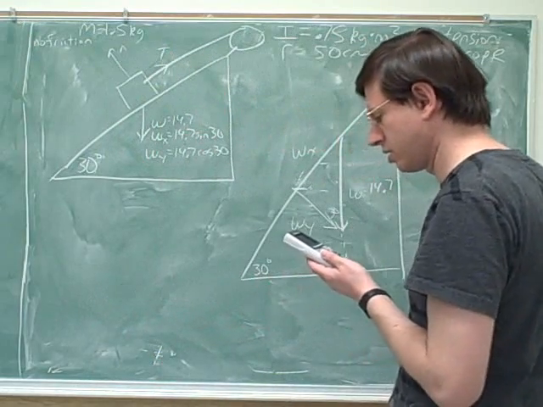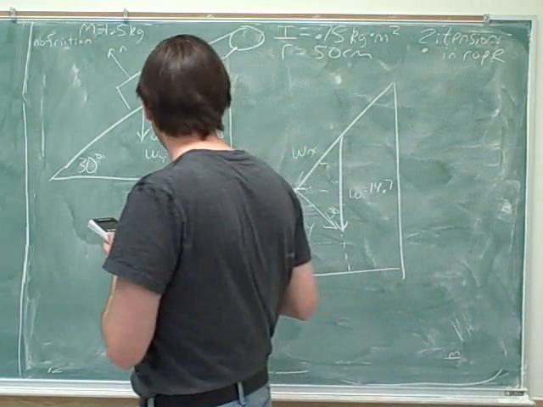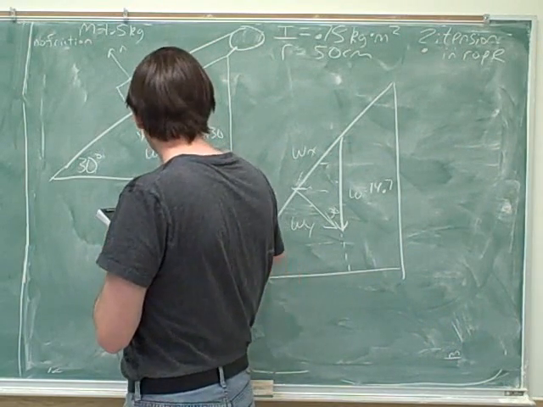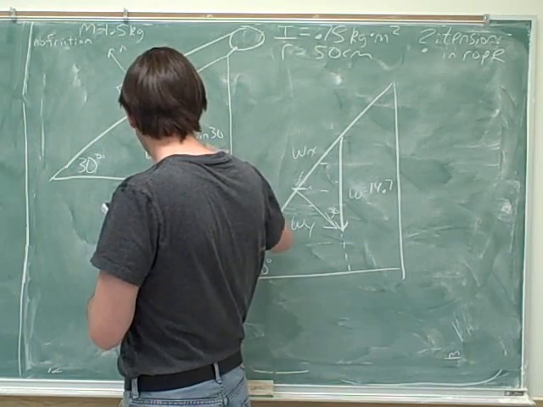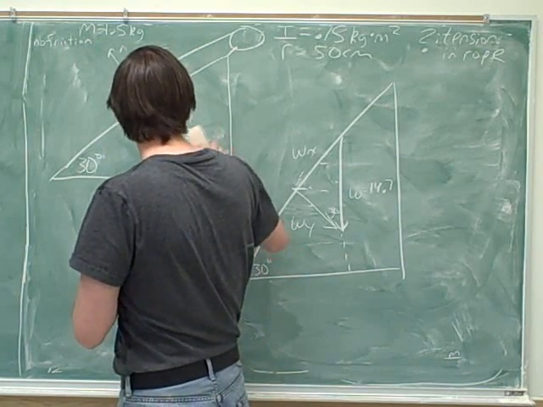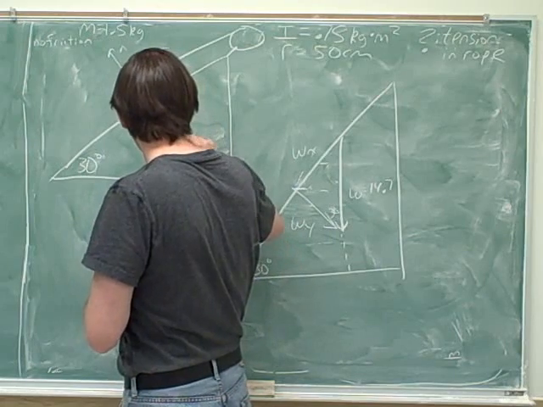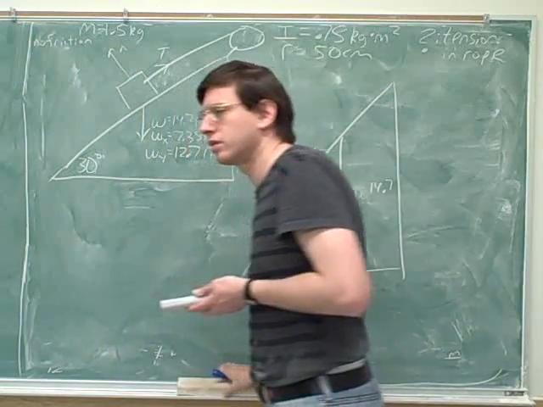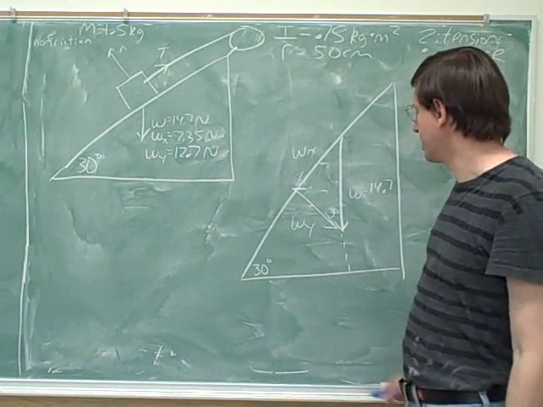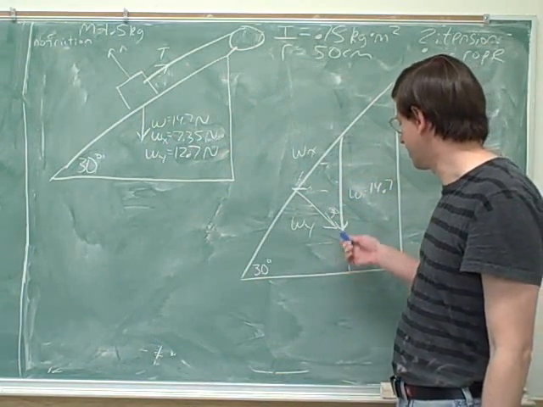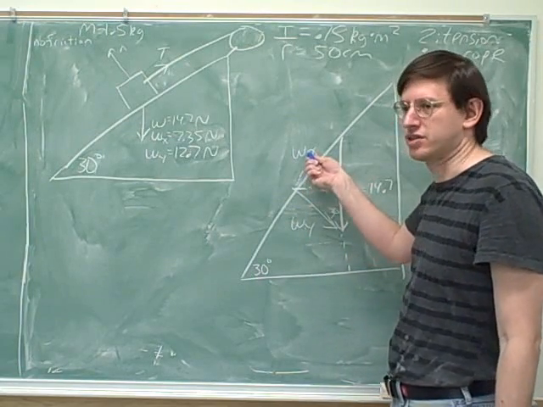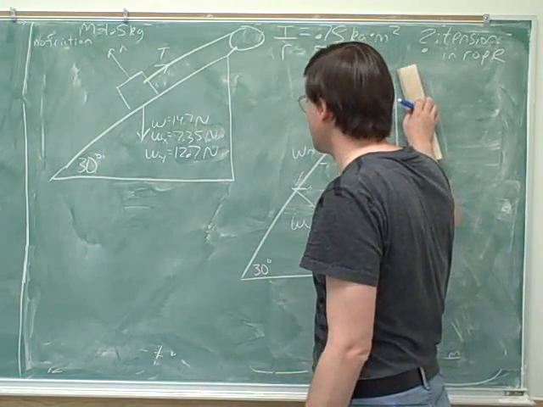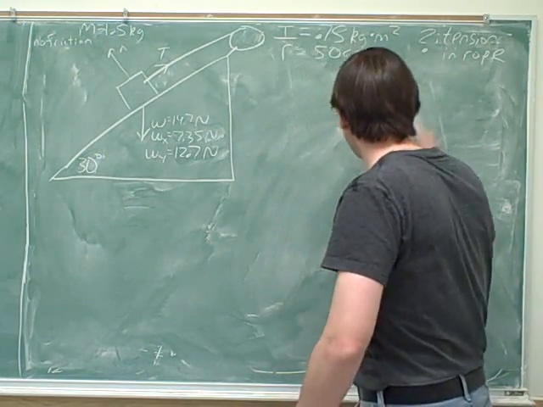What did you get? I got 12.7 for y and 7.35 for x. Good. If you're at all in doubt, it helps to draw a nice big picture, and that shows us that since the 30 degrees is here, y is adjacent and x is opposite, so that gives you the sine and the cosine. So we've broken that into components.